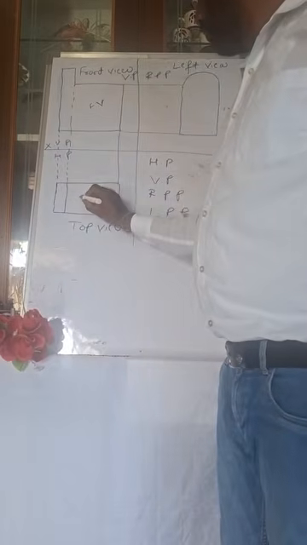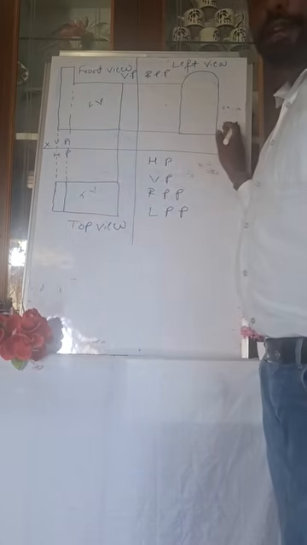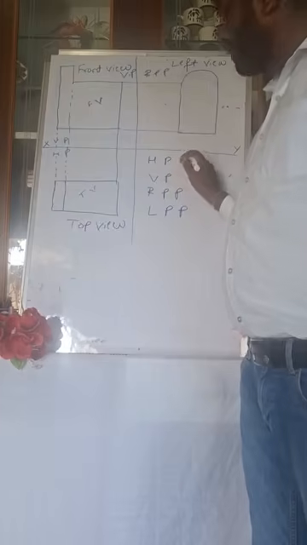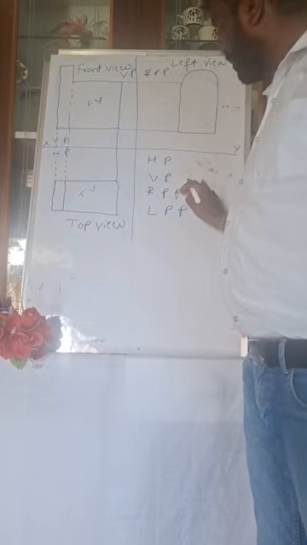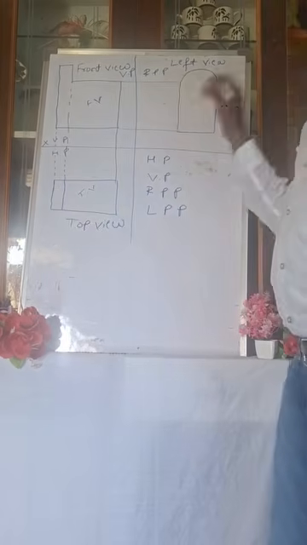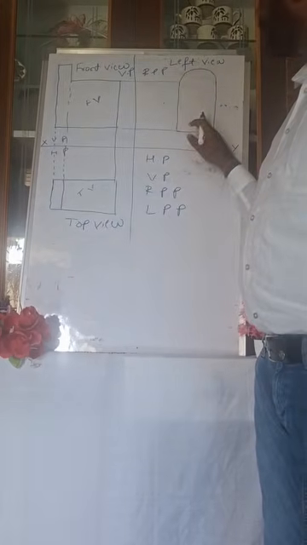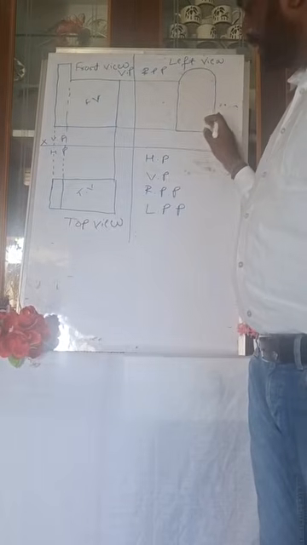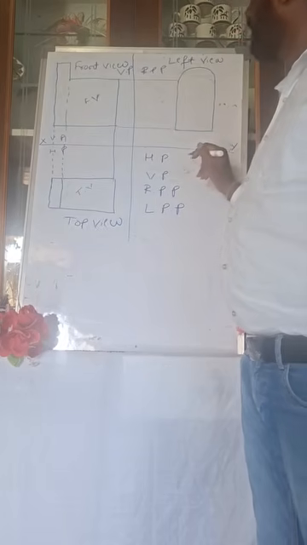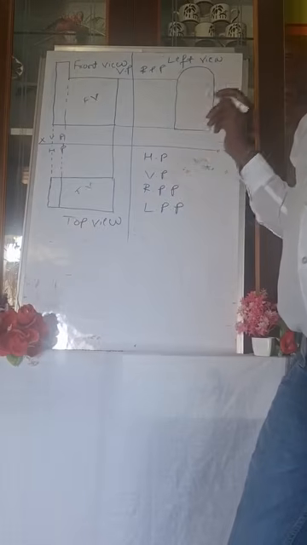This is the top view. And this is the RPP, right profile plane. HP means horizontal plane, VP means vertical plane, RPP means right profile plane, LPP means left profile plane. Totally there are four planes: the horizontal plane, vertical plane, right profile plane and left profile plane. Totally there are three views: front view, top view, and side view.